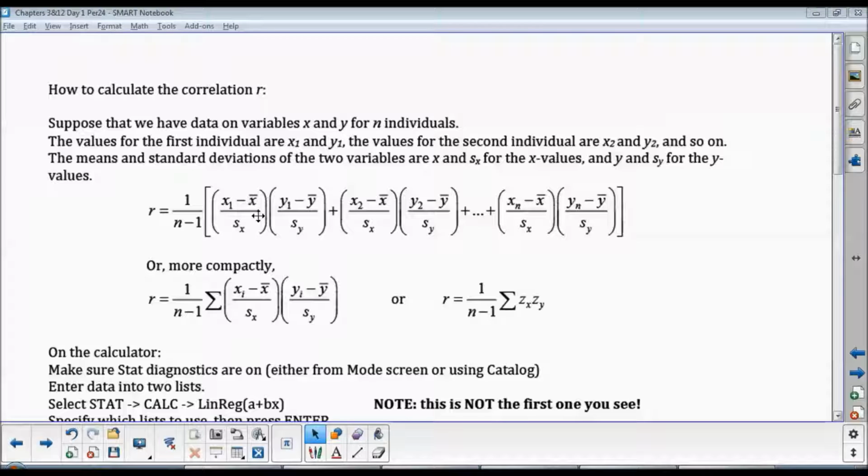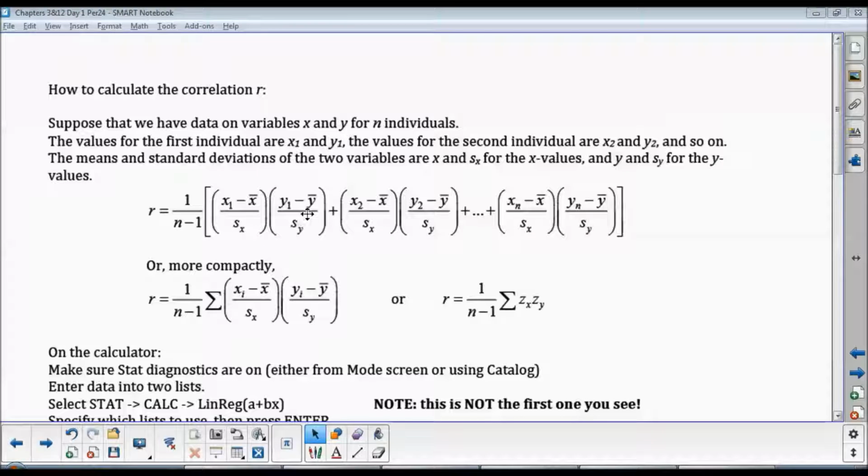A number minus a mean divided by a standard deviation. That's how you find a z-score. So what you're basically doing is taking the z-score in the x variable times the z-score for the y variable, plus, for the next dot, your z-score for the x times your z-score for the y, plus, and you add all these up. And it's kind of an average because you see this 1 over n minus 1.